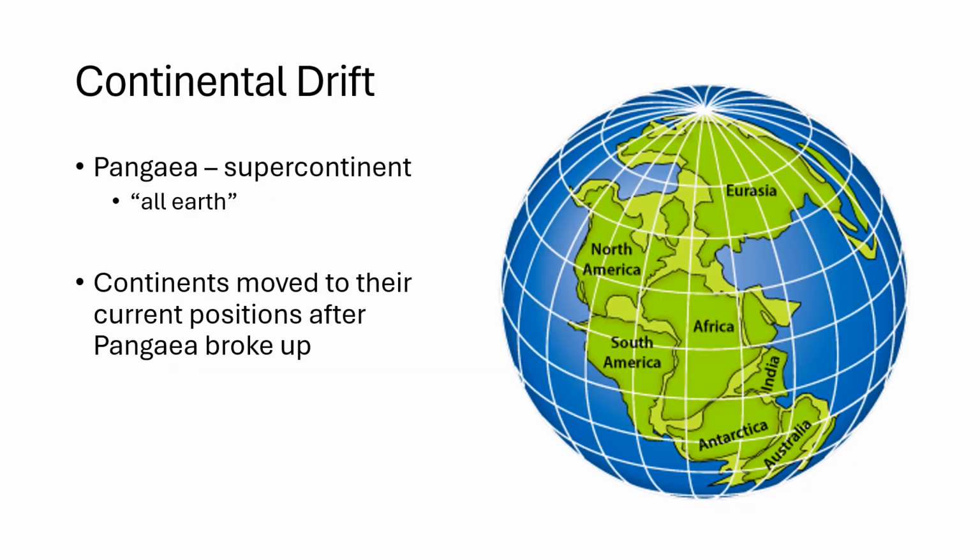So what is this hypothesis? Well, Wegener proposed that there was this supercontinent, and he called it Pangaea, which is Greek for meaning all Earth. And what he proposed was that all the continents were a part of a supercontinent, and they moved to their present position. Okay, so let's take a look at some of the evidence that he found to support this hypothesis.